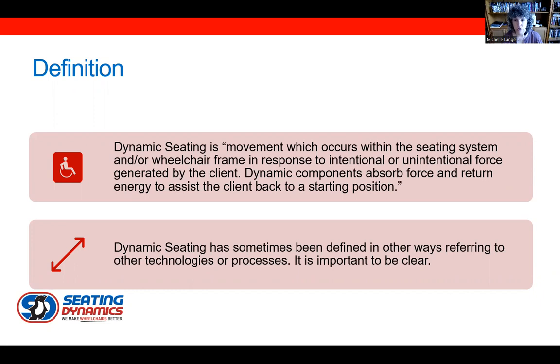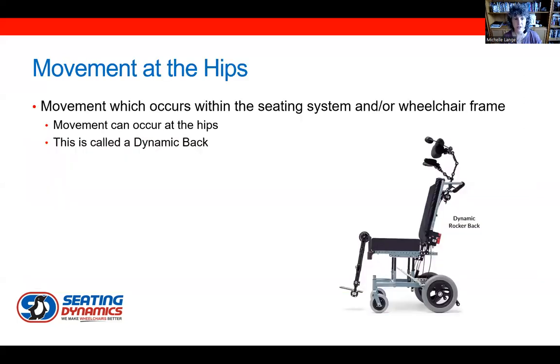Dynamic seating is movement which occurs within the seating system and or the wheelchair frame in response to intentional or unintentional force generated by the client. Those dynamic components absorb client forces and return energy to assist the client back to a starting position. So basically, the client moves with force and the system moves in response. That energy is stored and helps the client get back to that neutral starting position. Now, dynamic seating has sometimes been defined in other ways, referring to other technologies or processes, so it is important to be clear.